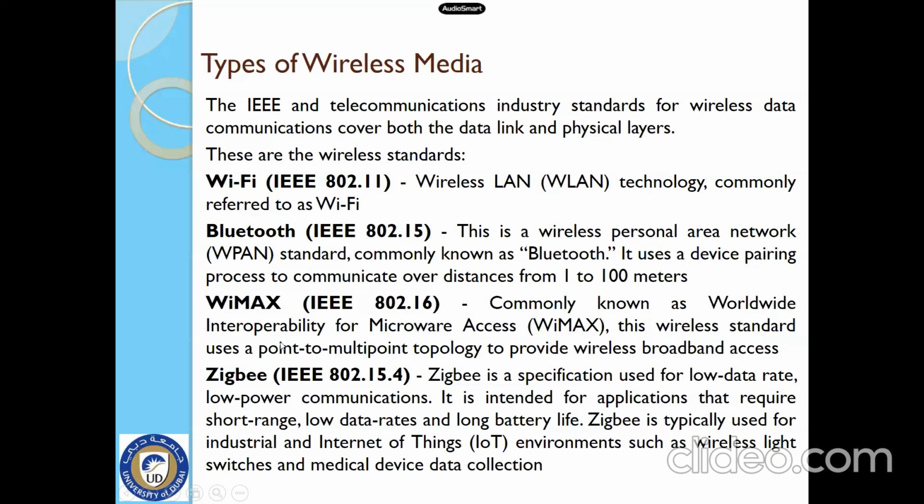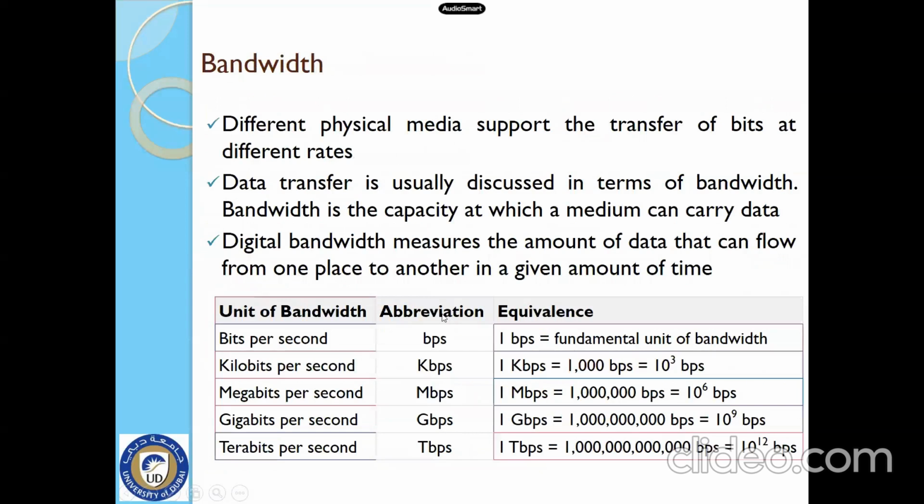Let's not worry about it. And there is Zigbee. Zigbee is kind of an extension to Bluetooth. It is used for low data rate, low power communications. It is intended for applications that require short range, low data rates, and long battery life. A typical application for Zigbee is the Internet of Things and smart houses and so on. For me, I would like to just focus on Wi-Fi and Bluetooth. Those are the commonly used ones. And I believe that's it for the unguided media.